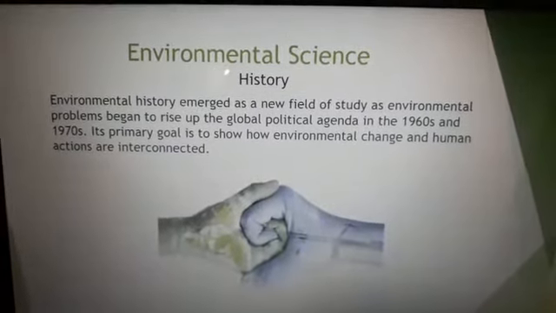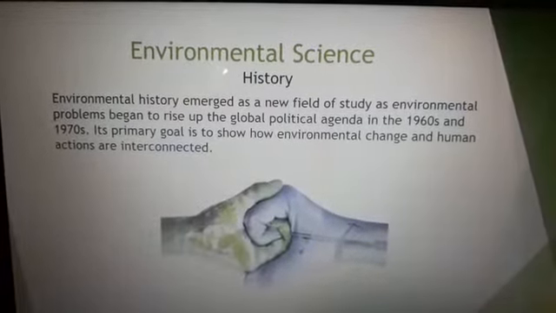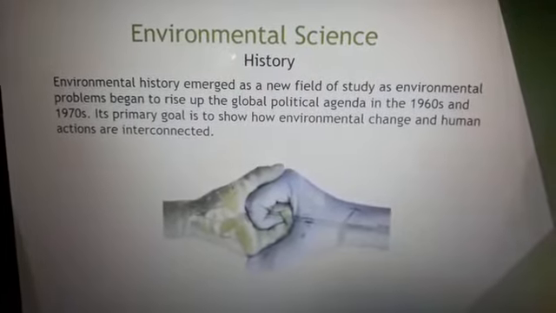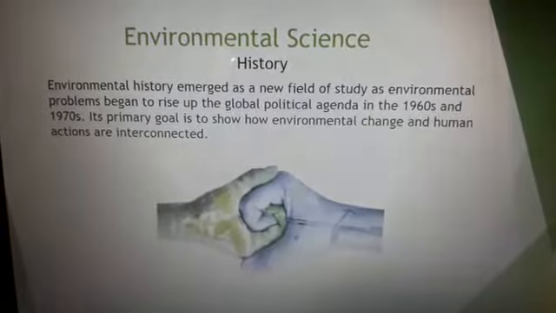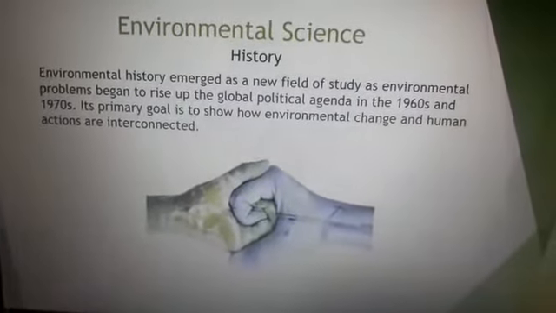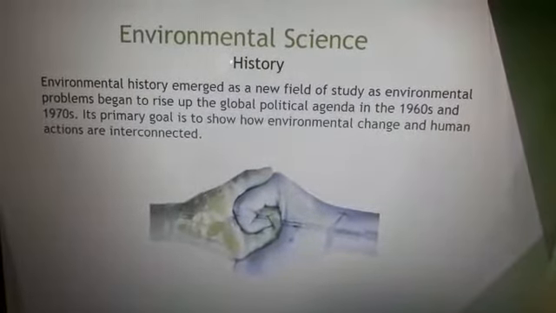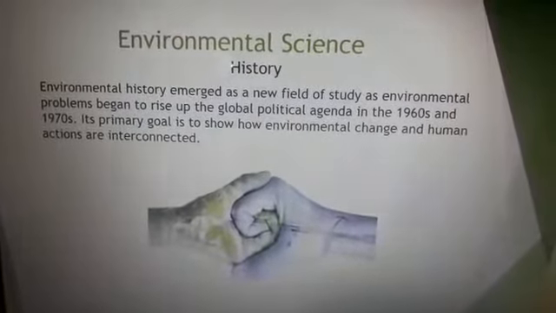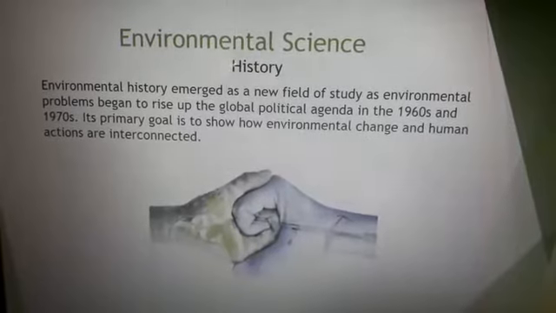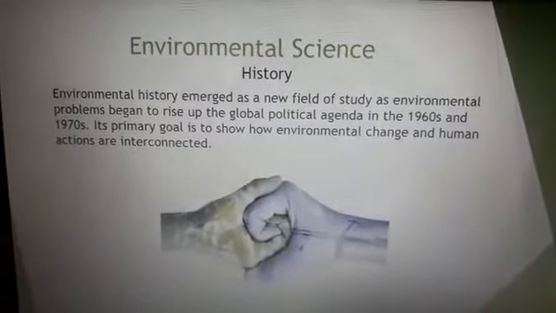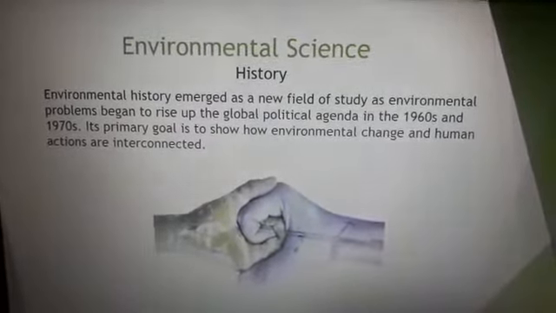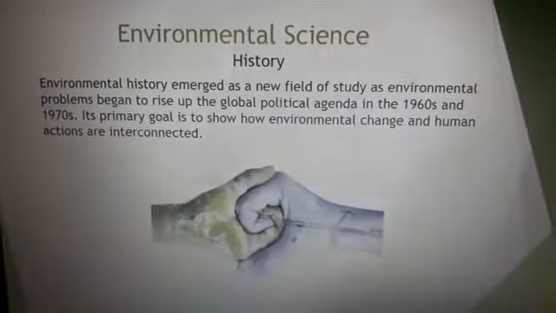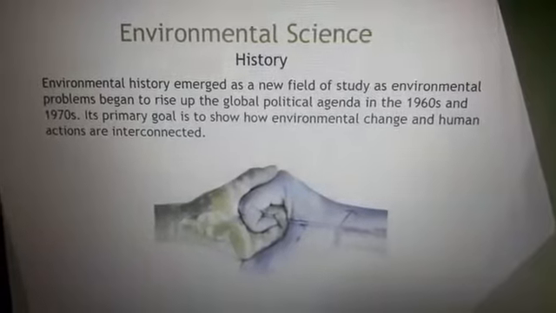Since now we know what environment consists of, we can easily define environmental sciences. But before defining this, we must have an idea of its history. Environmental history emerged as a new field of study as environmental problems began to rise up the global political agenda in the 1960s and 1970s. Its primary goal is to show how environmental change and human actions are interconnected.